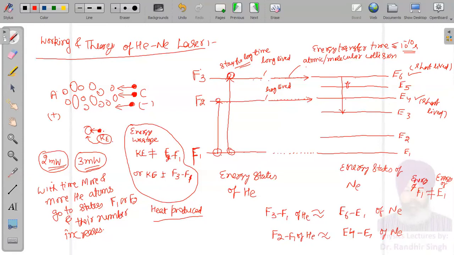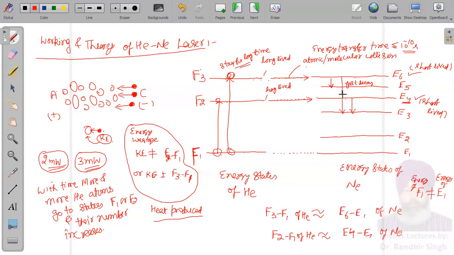So the fast decay is E6 to E4, then E6 to E5. Any molecule of neon which is in the state E6 fastly decays either to state E5 or to state E3. Similarly, if a neon molecule is in the state E4, it will fastly decay to E4. We have to remember these. So these three decays are fast decays.